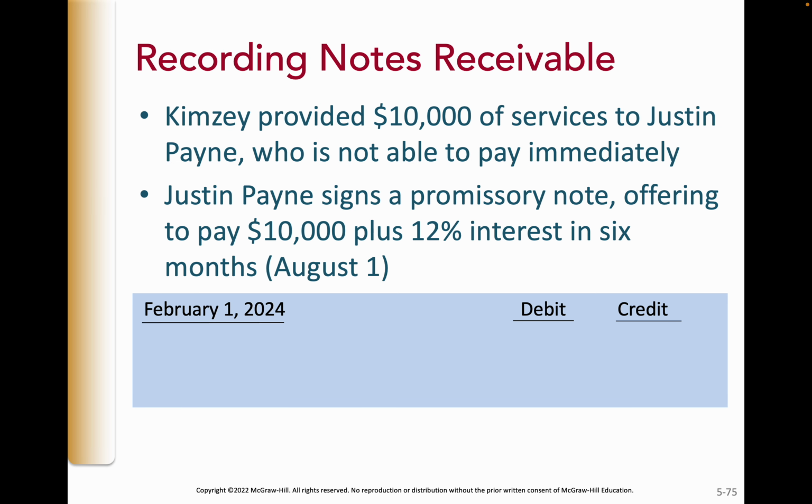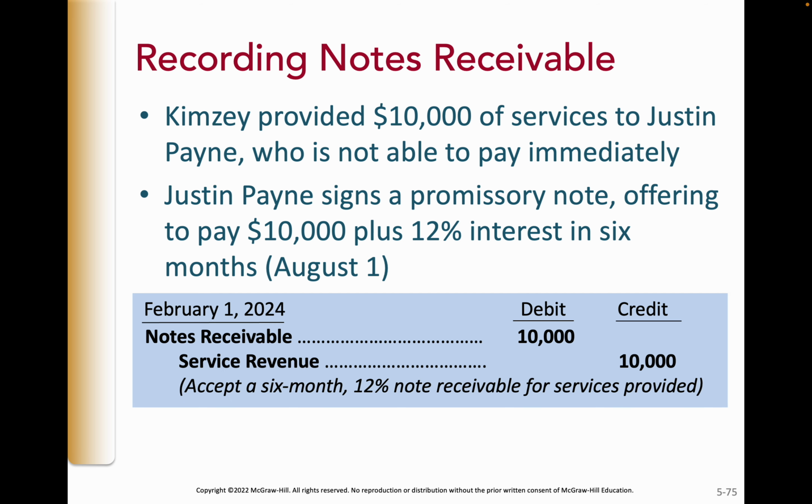So how would the company, the medical clinic, record the note? Kimsey provided $10,000 of services to Justin, who's not able to pay immediately. He signs a promissory note offering to pay $10,000 plus 12% interest in 6 months. The note was issued on February 1, so 6 months later would be August 1. Kimsey, the medical clinic, would record a $10,000 debit to notes receivable and a $10,000 credit to service revenue.